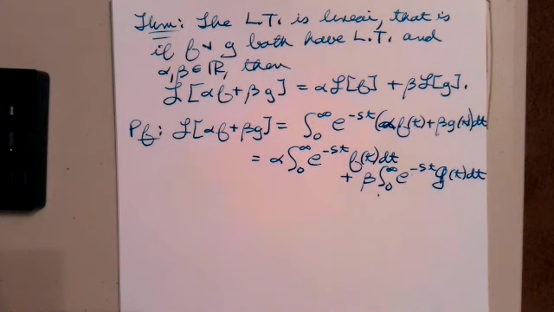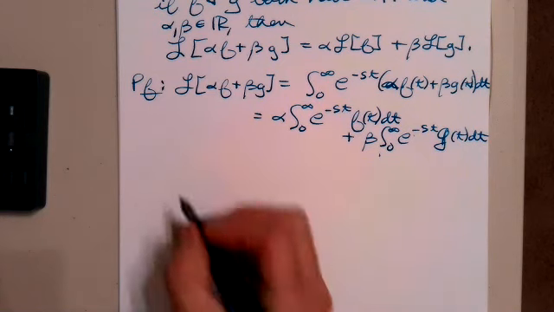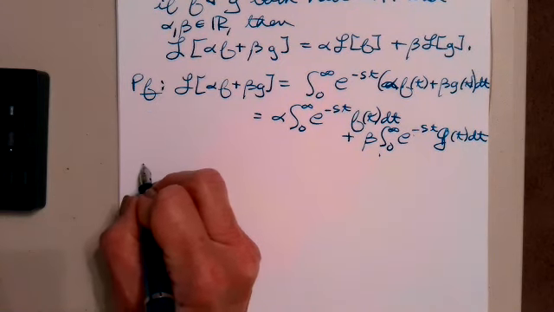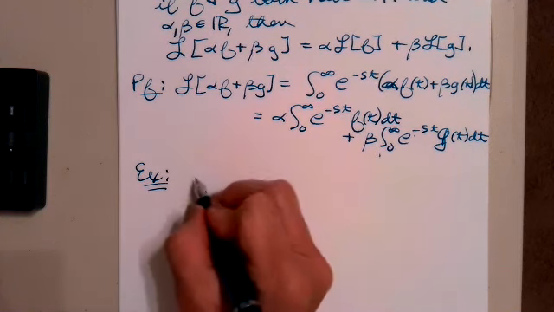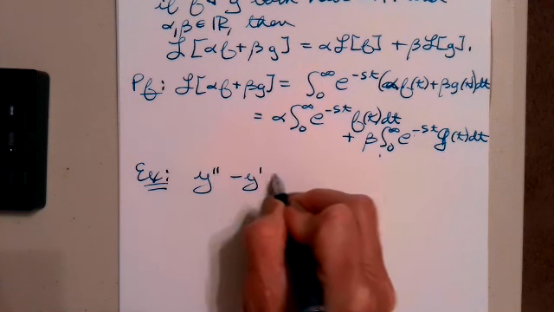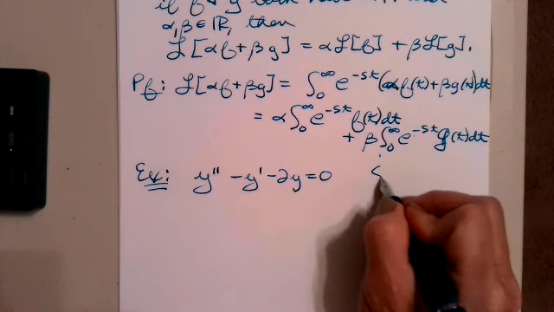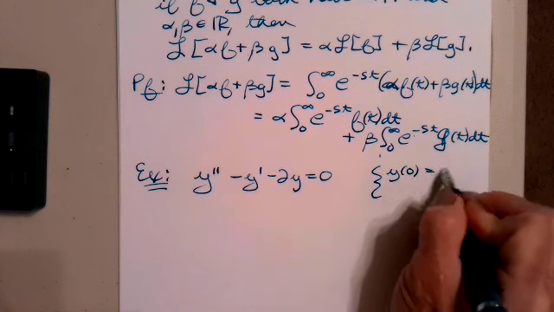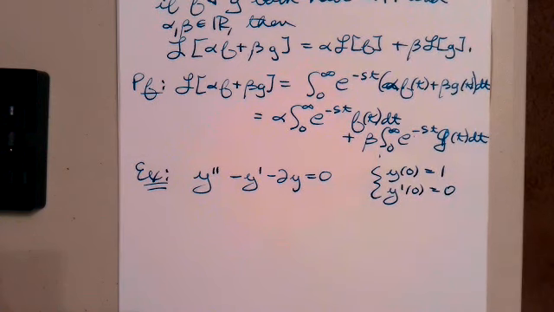All right, so even if we're not really ready to go all the way on this problem, let's look at what we would start to do with an ordinary differential equation and the Laplace transform. So suppose we are given y double prime minus y prime minus 2y equals 0 with the initial conditions that y of 0 equals 1 and y prime of 0 equals 0.